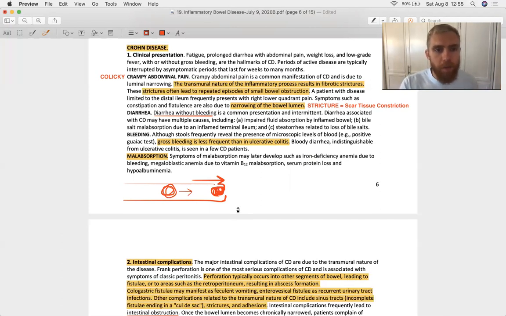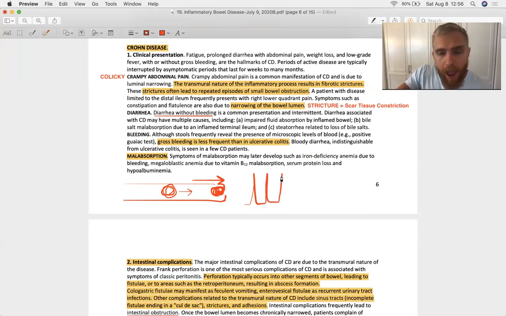And so colicky pain, how do you recognize this clinically? It's pain that's intermittent. It's going to be there, and then it's going to be gone. And then it's going to be there, and then it's going to be gone.